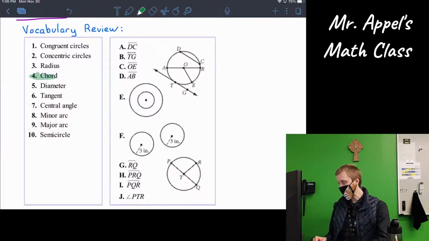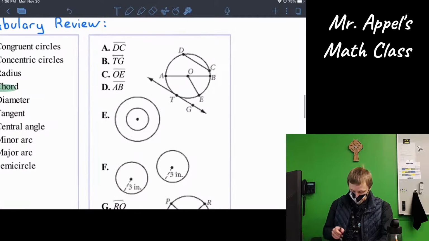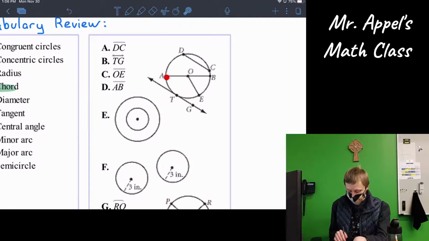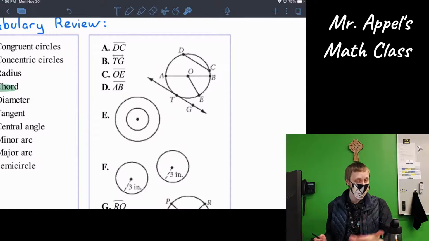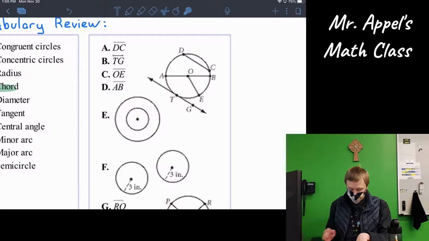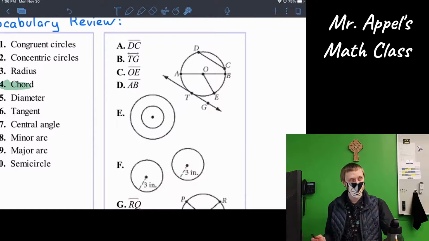D, ooh, I'm glad you brought that up. Okay, let's look at D. D is segment AB here, A to B. Yes, that is technically a chord. This is a segment that goes from one side of the circle and touches another side. It's also more specifically a diameter, okay? So while you are correct, you could match up D and say that is a chord, it would be better classified as a diameter because it's a little bit more specific.